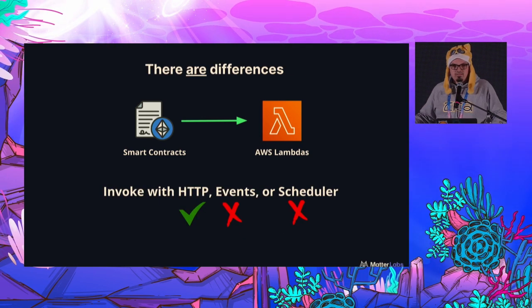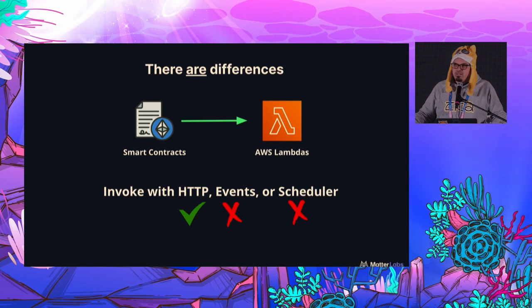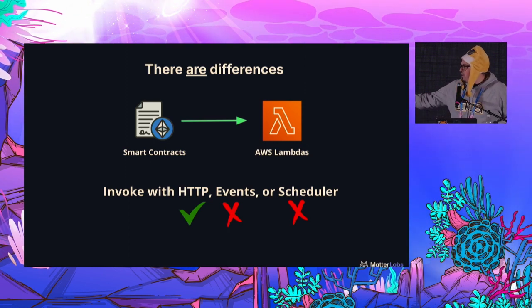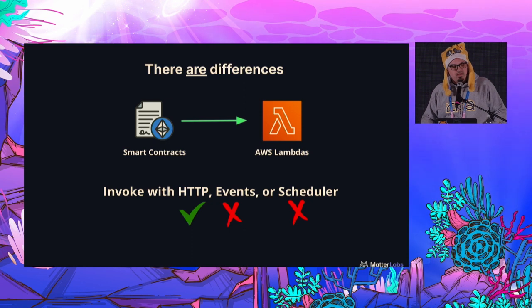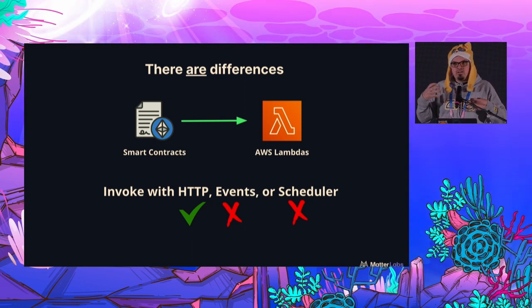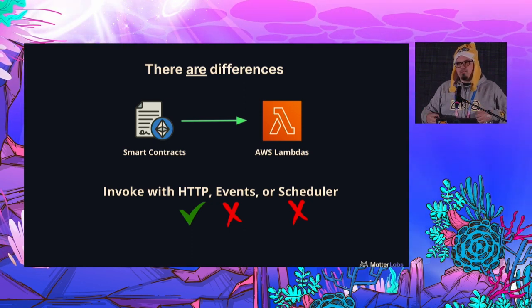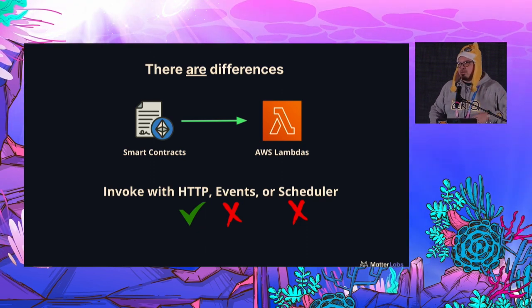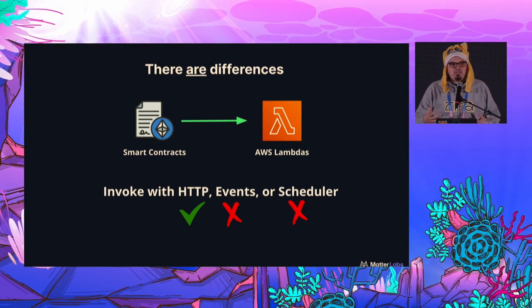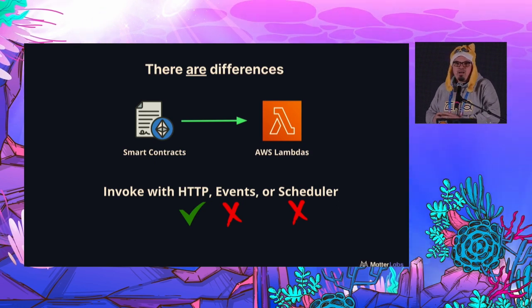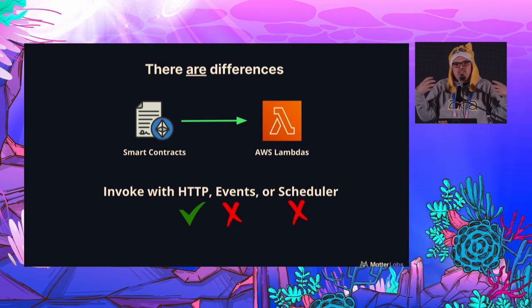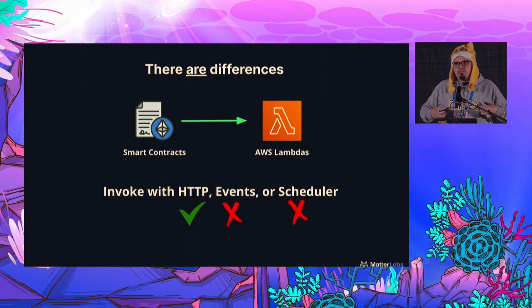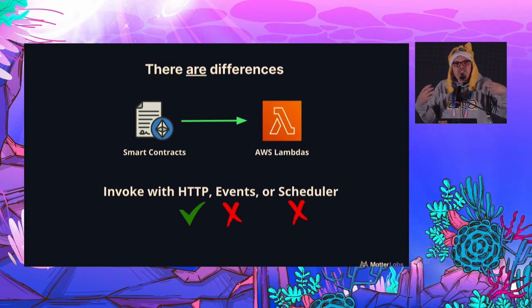Now there are differences, right? With an AWS Lambda, you can invoke them with HTTP requests, with events, or even through a scheduler. That's not the same with smart contracts. You can start a smart contract function from an HTTP request, but there is no way to call a smart contract function from an event that has happened somewhere else on chain. There's no way to just start and execute a smart contract function based off of a cron job. Right? It needs to be initiated by the user.